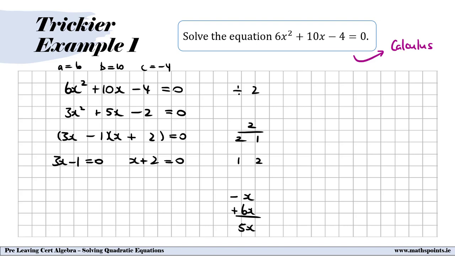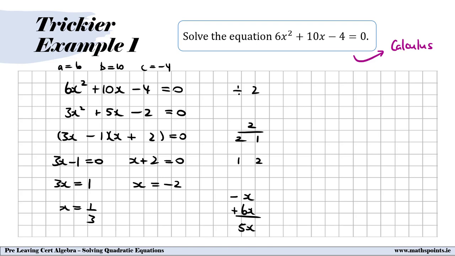If 3x minus 1 equals 0, I'm going to add 1 to each side to get 3x equals plus 1. I'm going to divide both sides by 3 to get x equals a third. And so a third is our first solution to this quadratic equation. Over on the right hand side, I have x plus 2 equals 0. If I subtract the 2 from both sides, I get x equals minus 2. And that's the second solution to our quadratic equation.